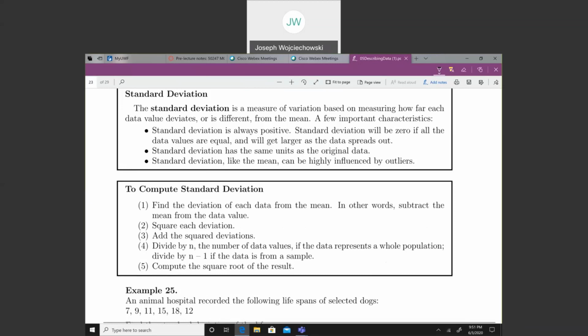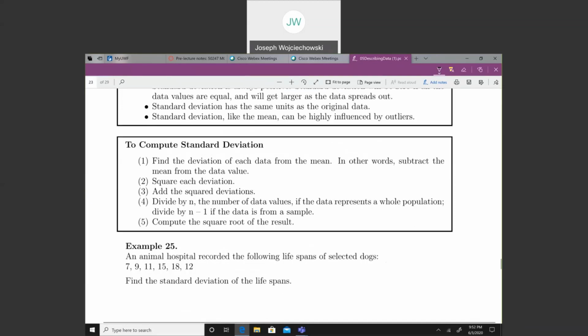You've probably heard this term used, seeing as how it's coming up to election season, when they do voter polls, they usually state what the standard deviation is. We're not going to get too deep in this. Basically, we're going to learn how to calculate it.